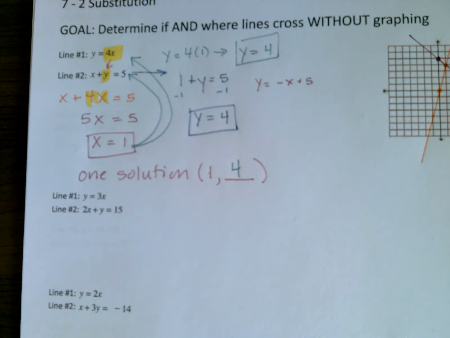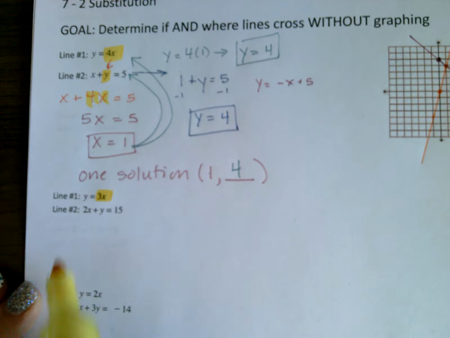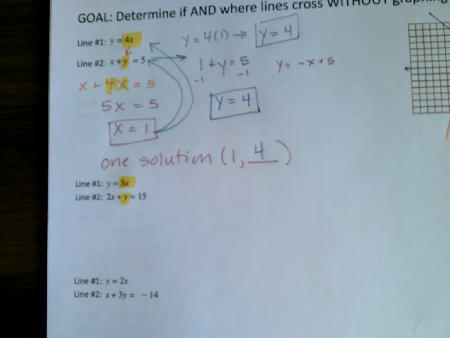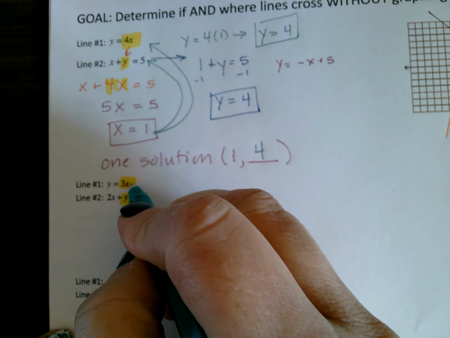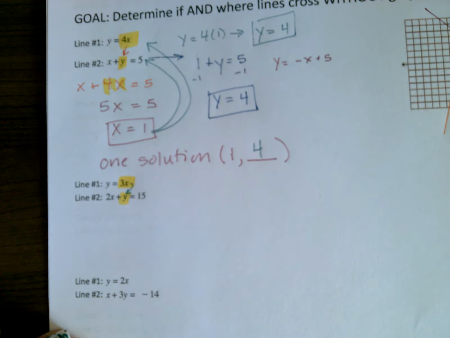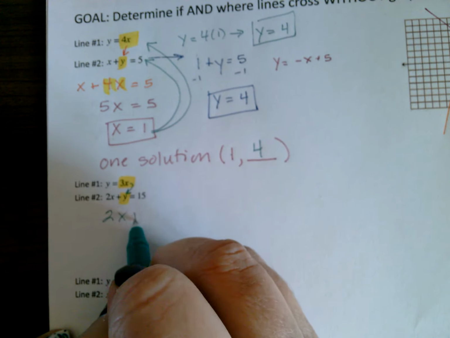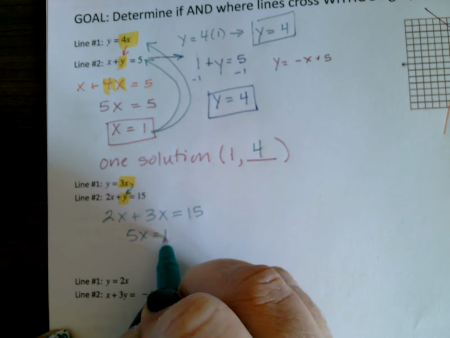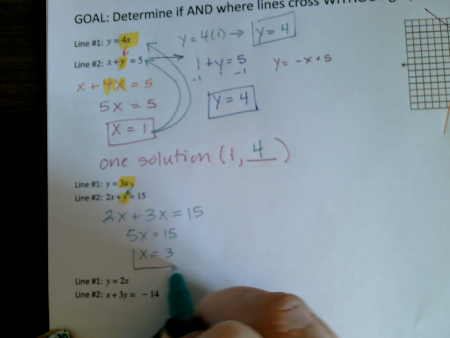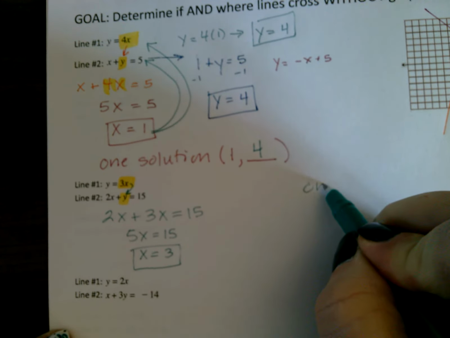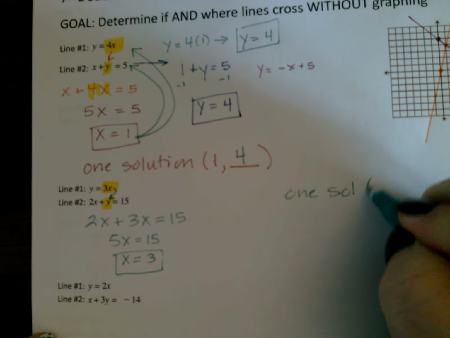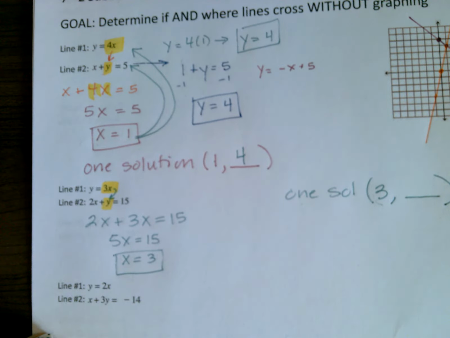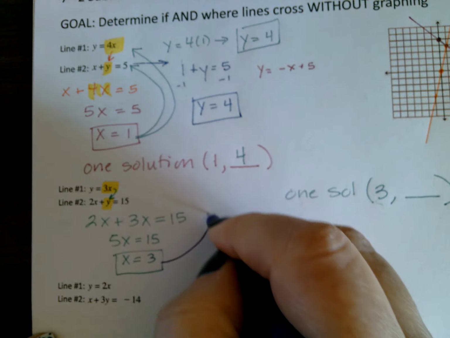Okay, now we're going to do the same thing with the next one. I see y equals 3 x's, so I'm going to substitute that into the next equation. Where there's a y, I will put 3x. So 2x plus 3x equals 15. Combine your like terms, I get x equals 3. So I have one solution where x is 3. Write that down, then we don't forget.